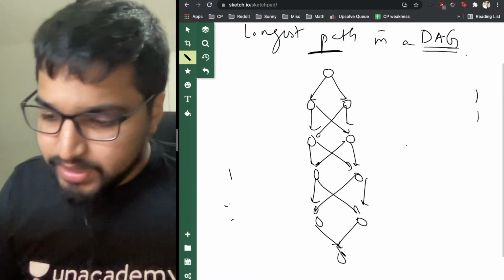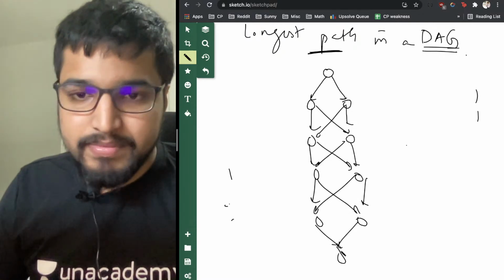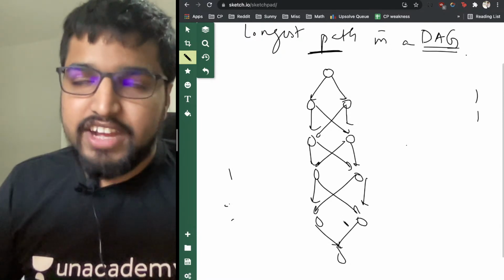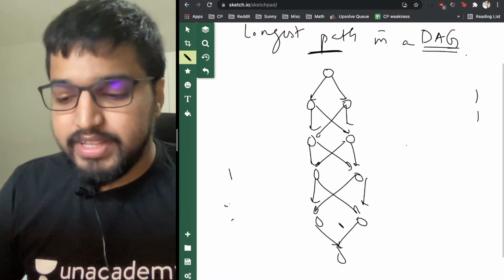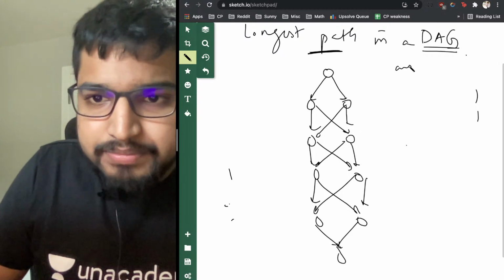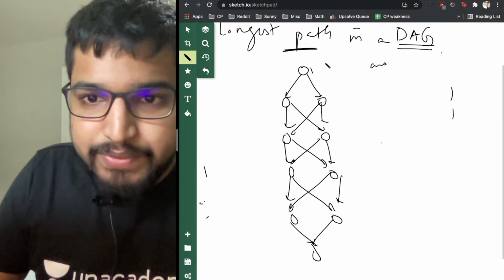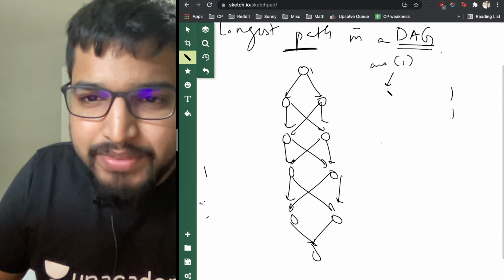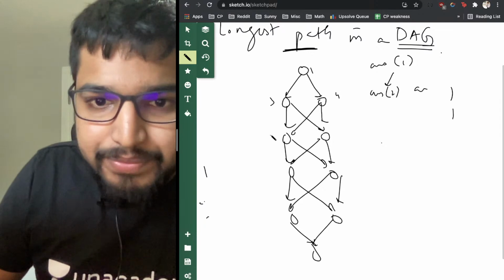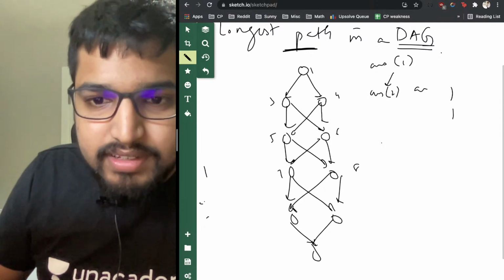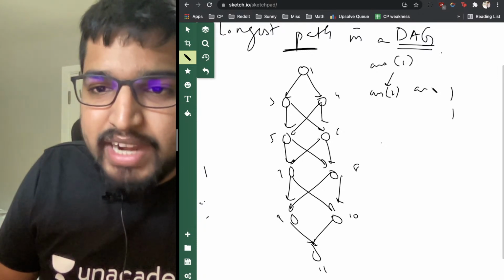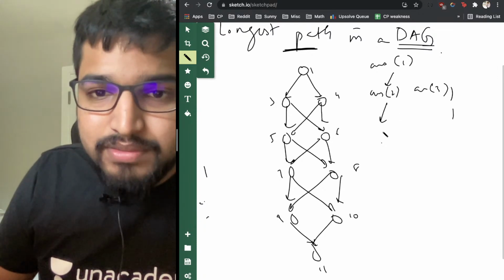Look at this example. The question is basically the longest path given a directed acyclic graph. Find what's the longest path in the directed acyclic graph. All right, look at this graph. Now, answer of 1. Let's call this node 1. Answer of 1 would call answer of 2 and answer of 3. This is basically 3, 4, 5, 6, 7, 8, 9, 10, 11. Answer of 2 would call, sorry, this is 3 and 4.